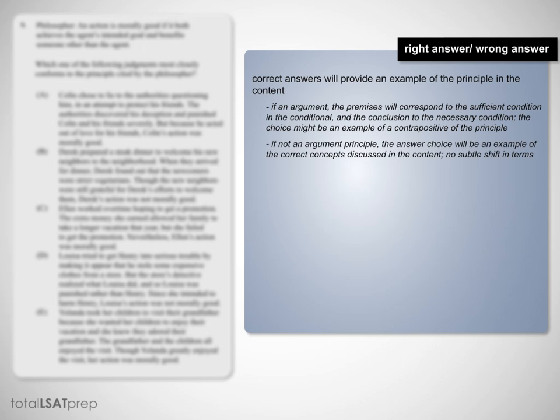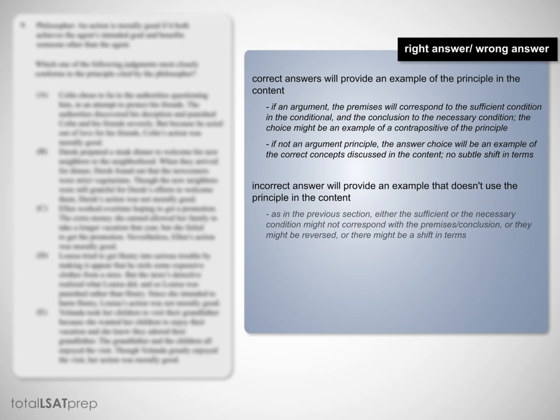If not an argument principle, the answer choice will be an example of the correct concepts discussed in the content, and there won't be any subtle shift in terms. The incorrect answer will provide an example that doesn't use the principle in the content. So as in the previous section, either the sufficient or the necessary condition might not correspond with the premises or the conclusion, or they might be reversed, or there might be a shift in terms. For the content that isn't an argument, the example in the choice won't deal with the same concepts.